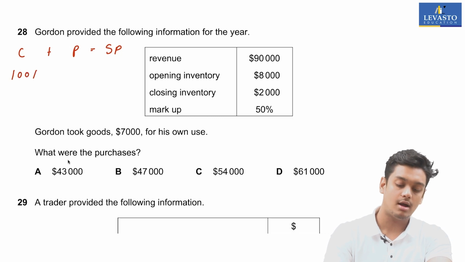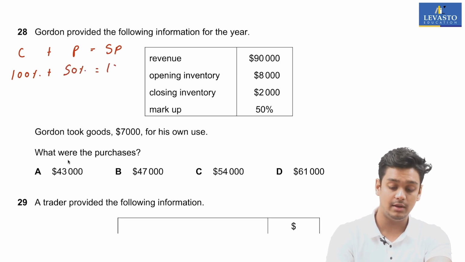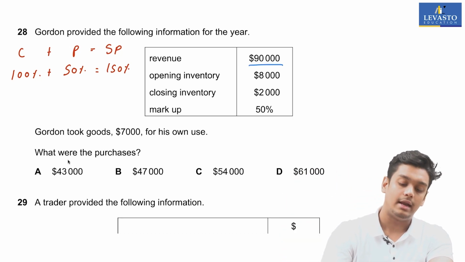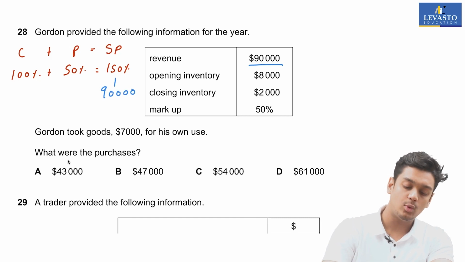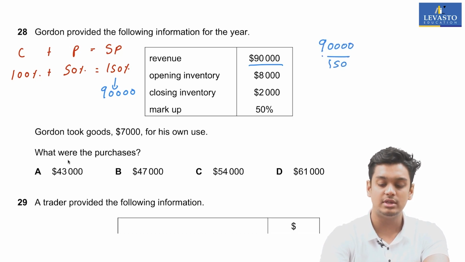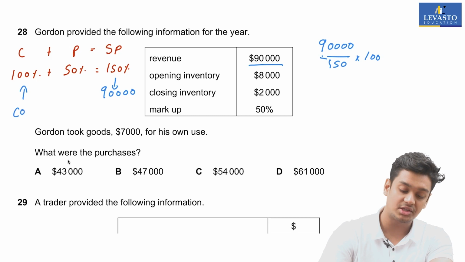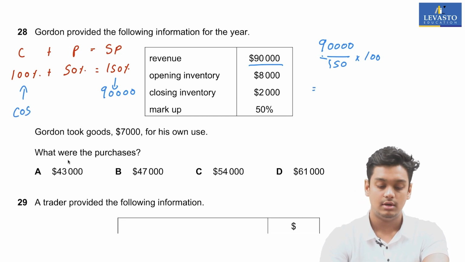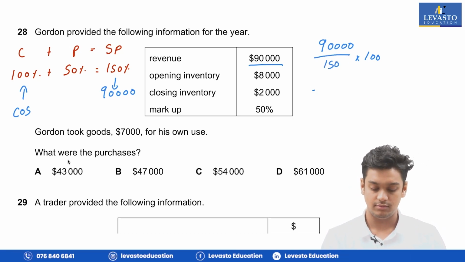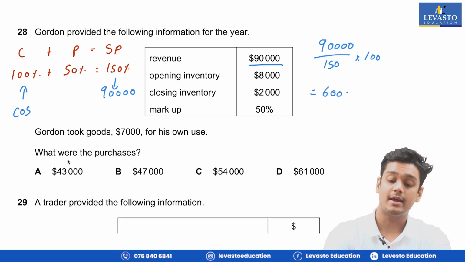Markup is on cost. Markup means cost is 100%. How many percent markup? 50% markup. This will mean your selling price is 150%. Now, what's your revenue? 90,000. Your revenue is equivalent to 150%. I want to know what's the cost of sales. So revenue divided by 150% into 100% will give you 60,000, and this 60,000 is my cost of sales.